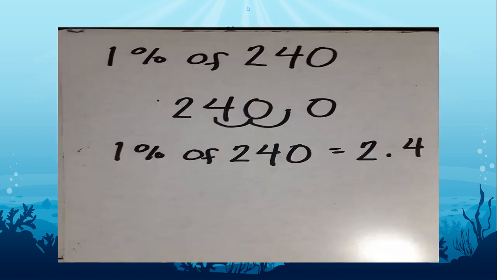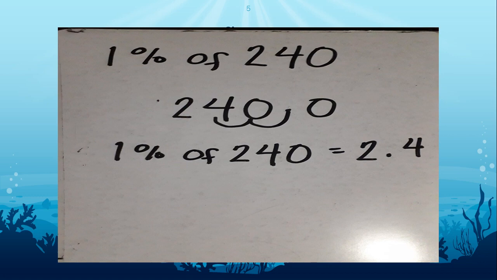Moving on, in this next example, we are asked to find 1% of 240. So again, we know that the decimal point for 240, since this is a whole number, is at the right of 0. Now finding 1% is simply moving the decimal point twice to the left.